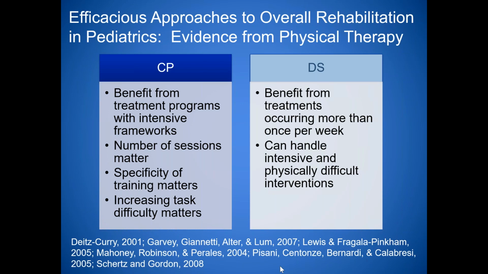That if we target specific targets, if we have specificity in our targets, then we see bigger results and better results. And increasing the task difficulty matters both in physical therapy and, as I think you'll see, in speech therapy. Same with Down syndrome. So benefits of treatment occur when you have treatment happening more than once per week. And children with Down syndrome also can handle intensive physical difficulty during interventions. Next slide.